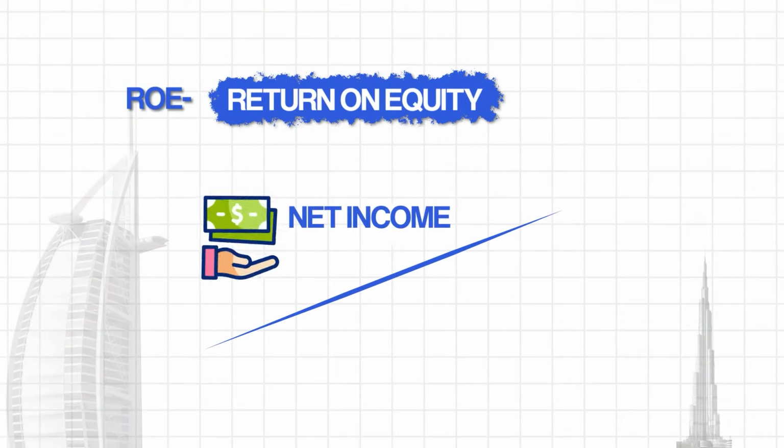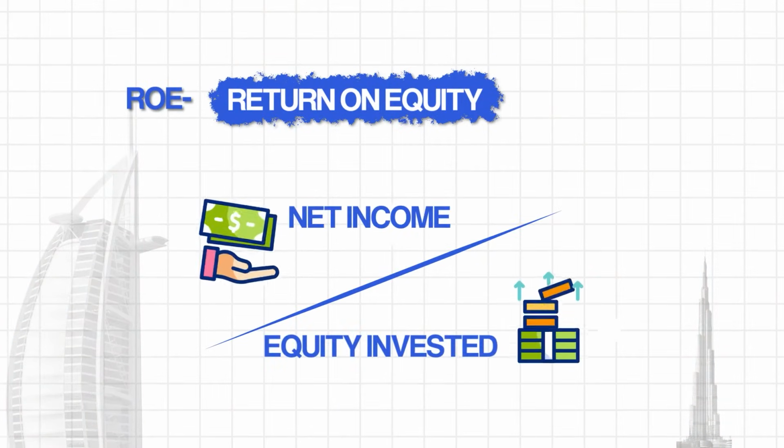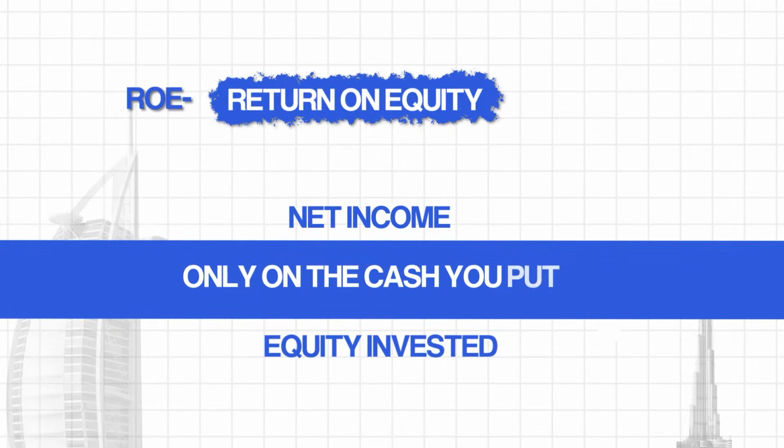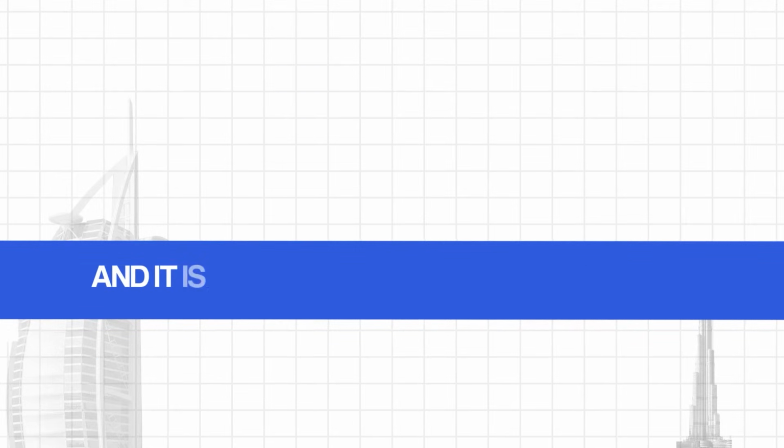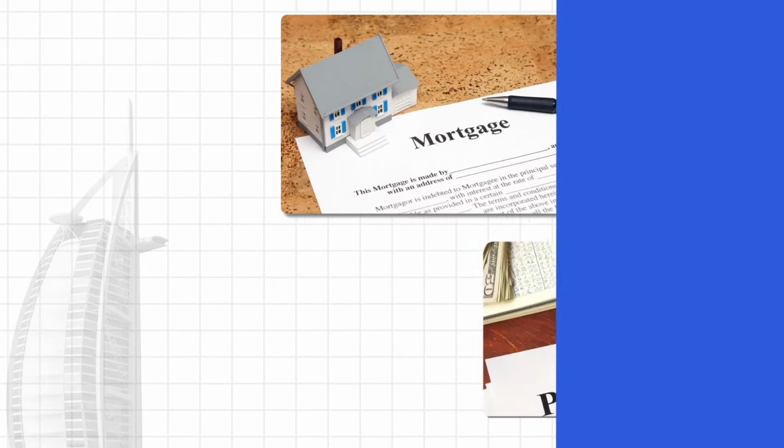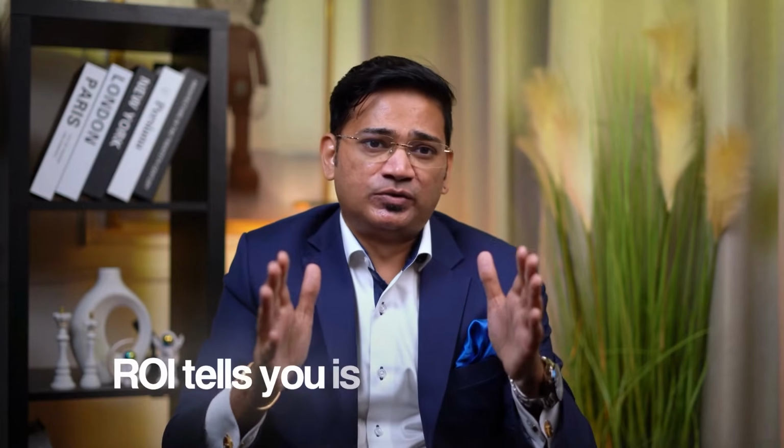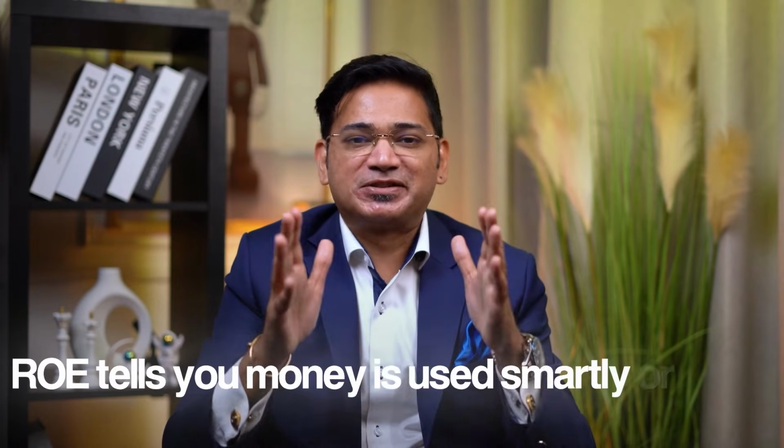ROE, which is return on equity, is actually net income divided by equity invested. This calculates your return based only on the cash you put in, and it is especially useful when you are using a mortgage or a payment plan. ROI tells you, is this a good deal overall? ROE tells you, am I using my money smartly?